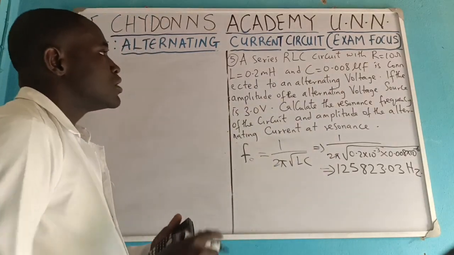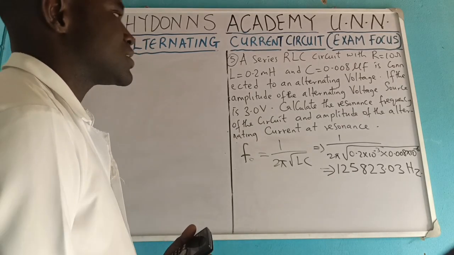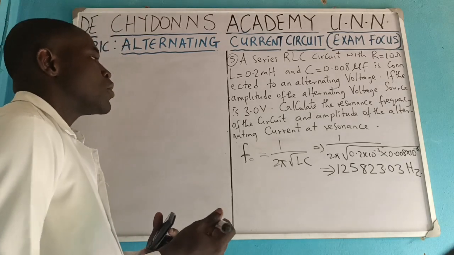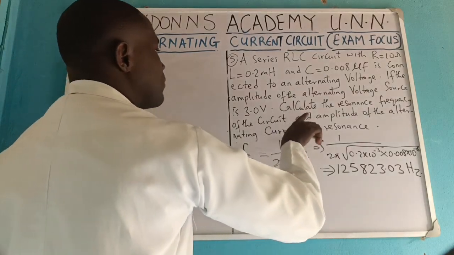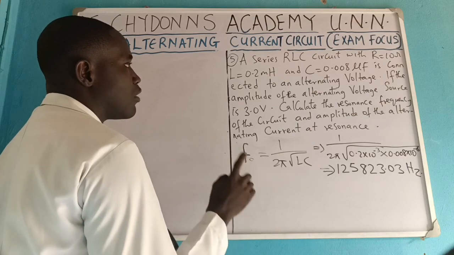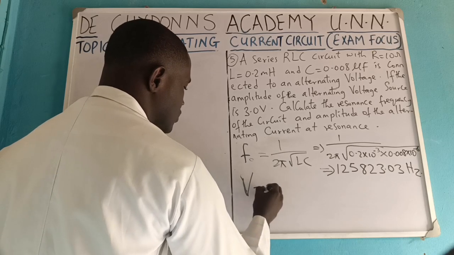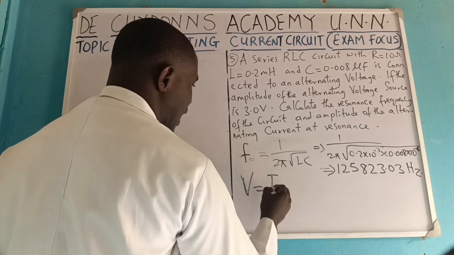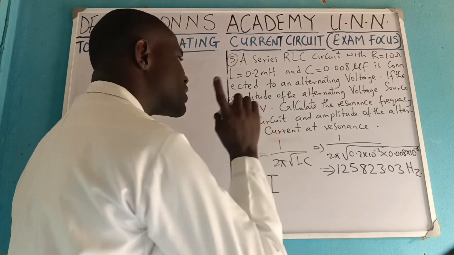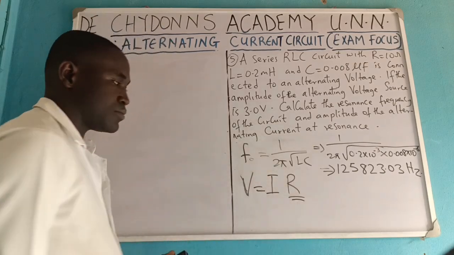Then the question is the amplitude of alternating current at resonance. What do you mean by amplitude of alternating current at resonance? If you are looking for amplitude of alternating current, they gave you the one of voltage. You say amplitude of alternating voltage is equal to amplitude of alternating current times R. What is this your R?